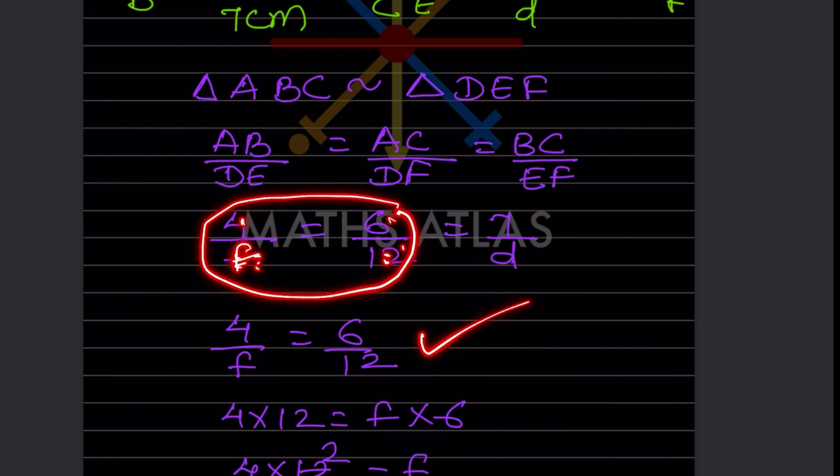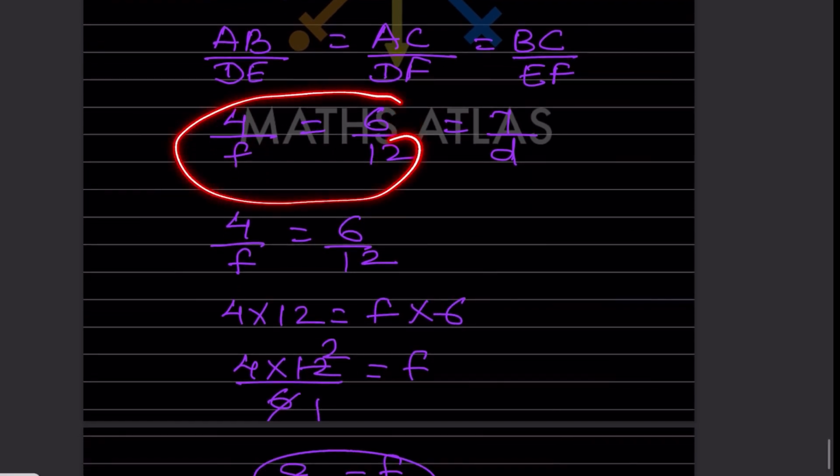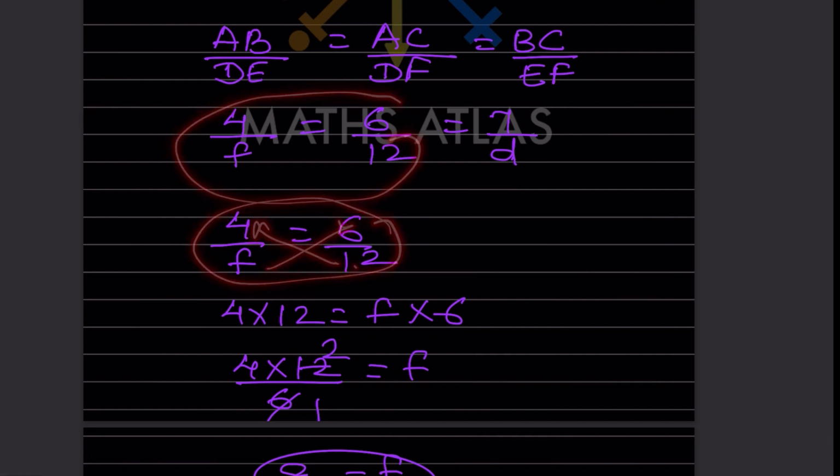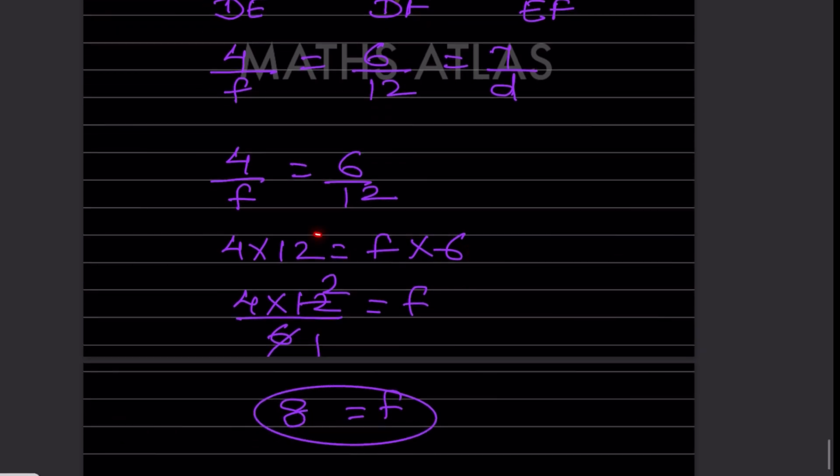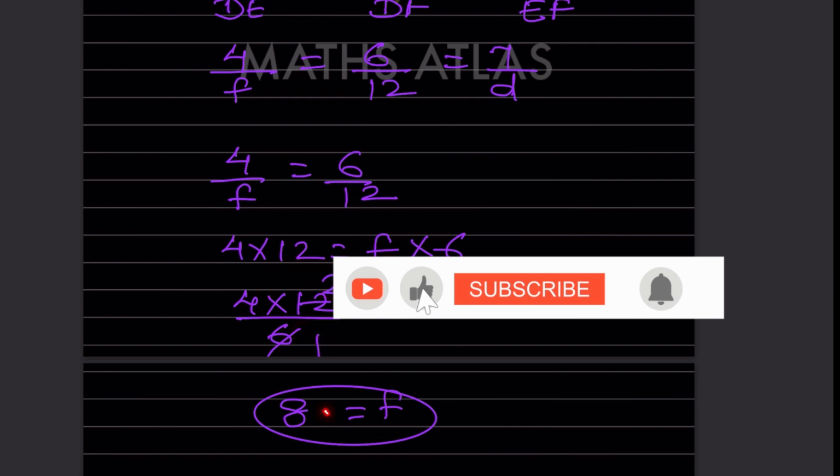So when we know 3 from the 4, we will take that first. Now look here, this 2 we are going to take over here. When we cross multiply, what will you write here? 4 multiplied by 12 is equal to F into 6. So 4 multiplied by 12, and this 6 on the other side is going to be divided, and this is F. So 6 ones are 6, 6 twos are 12, so 4 twos are 8. So F is 8.